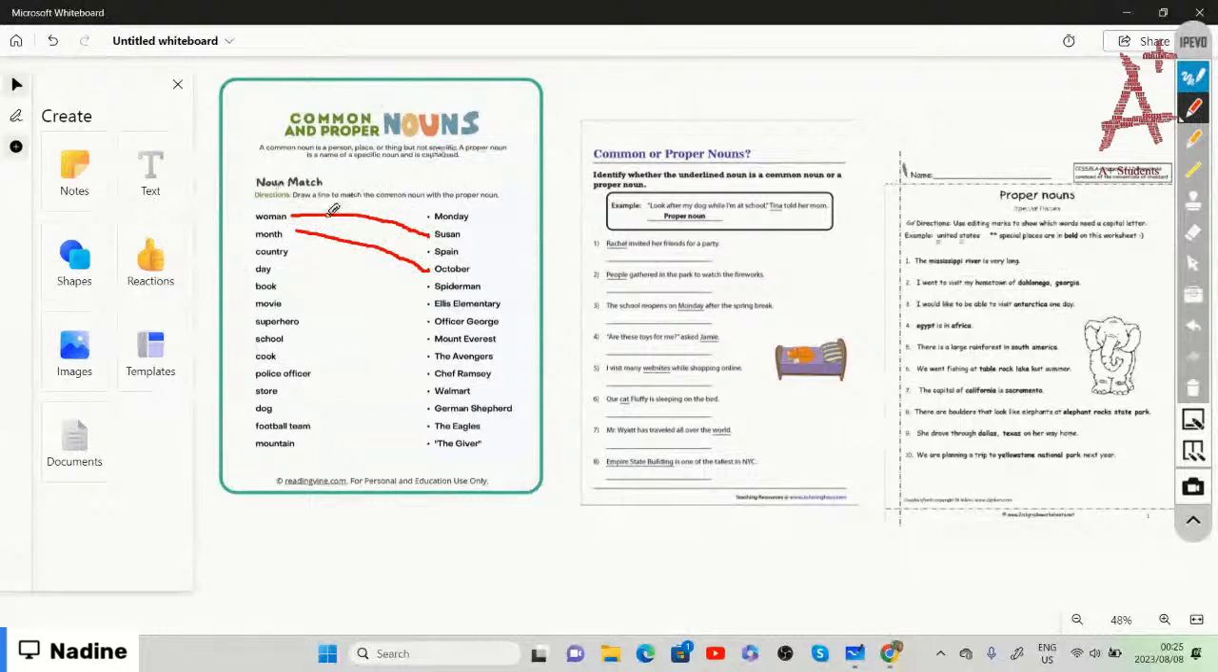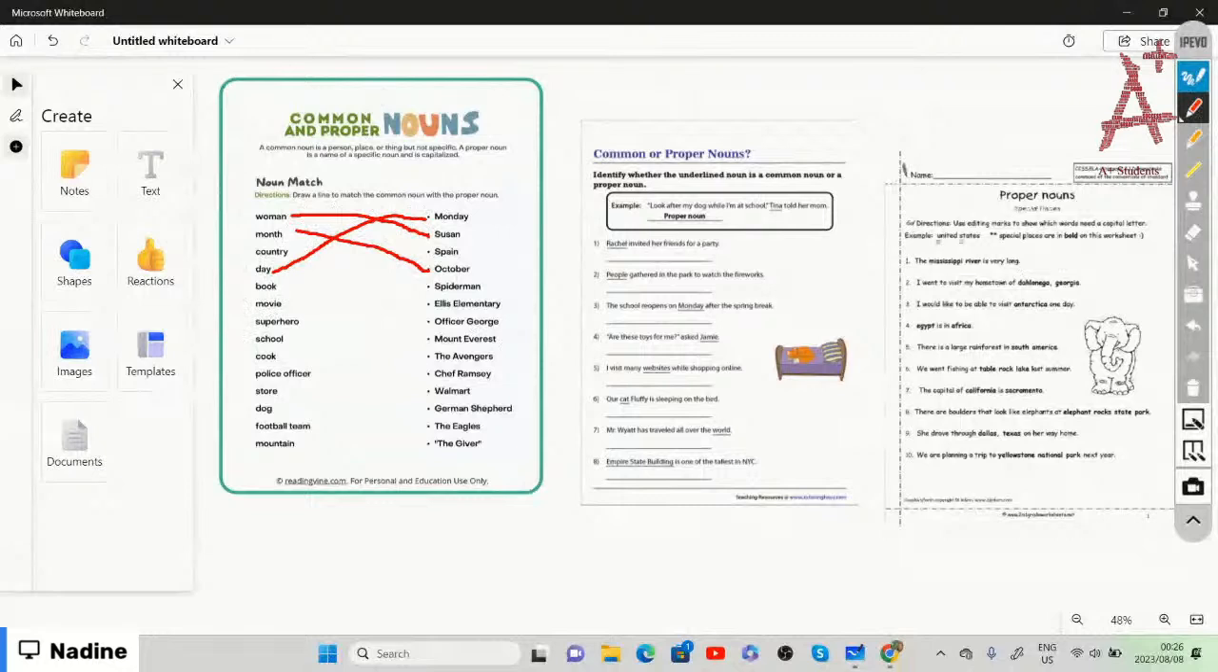Then we have day. So with day, we can say Monday. So day generalizes, whereas Monday is the proper noun, which is specific. Then we have a book.